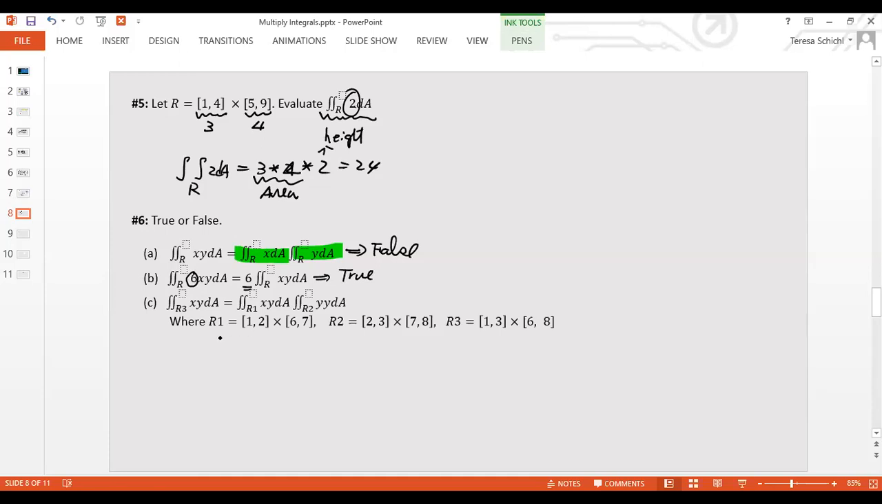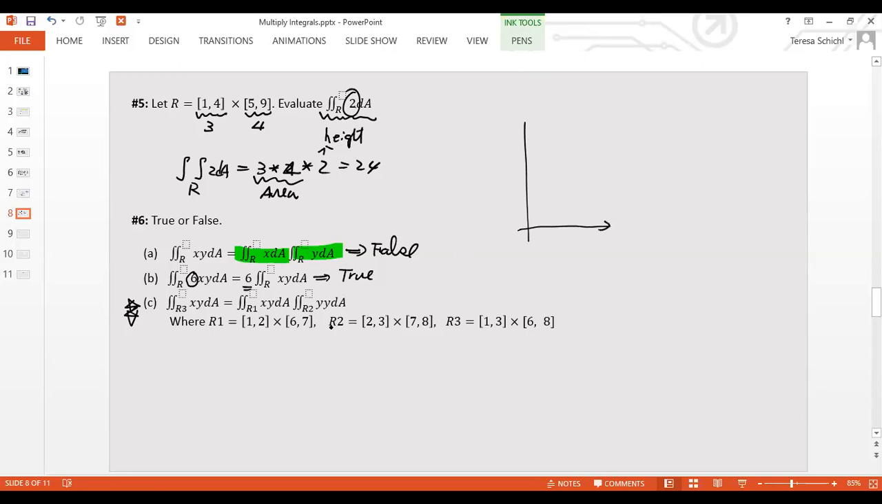In here, part C is very interesting. They say I'm integrating xy over the region R3. Can I separate this as integrating over R1 and R2? R1 is x from 1 to 2, y from 6 to 7. R2 is x from 2 to 3, y from 7 to 8. R3 is x from 1 to 3, y from 6 to 8. Well, can I do that? Let's take a look at the integration regions here.